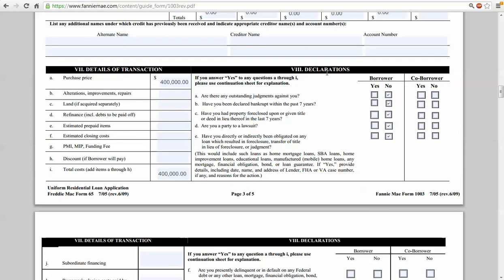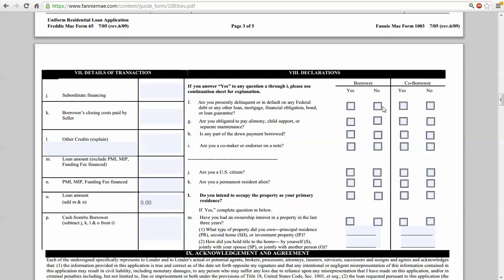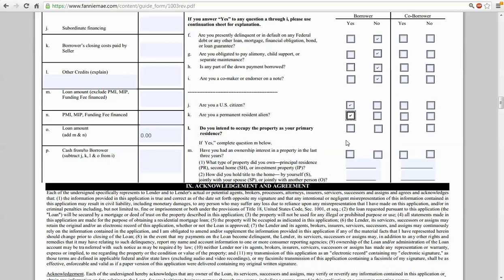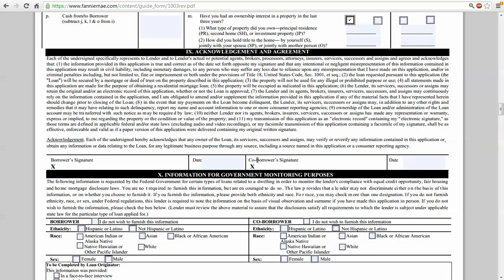But in section 8, if you can just check the boxes for all the declarations for both the borrower and co-borrower. And let's do this real quick. Is it a primary residence? We'll say yes. Okay, after you've done that, we're going to move down to section 9, which is your signature.